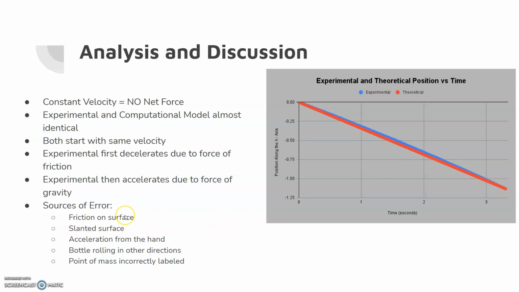And so my sources of error, as I mentioned already, are the friction of the surface and the slanted surface, but also the acceleration from my hand when I released the water bottle. When I was analyzing the time, the water bottle could have still been accelerating at the time I was looking at it. So I didn't account for that. And the water bottle could be rolling in other directions, such as the y and z planes, not only the x plane. And then finally, in the Tracker graph itself, I could have been incorrectly labeling the point of mass, which would have messed up my data.